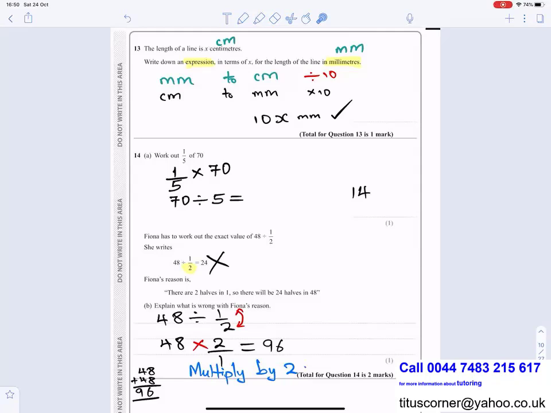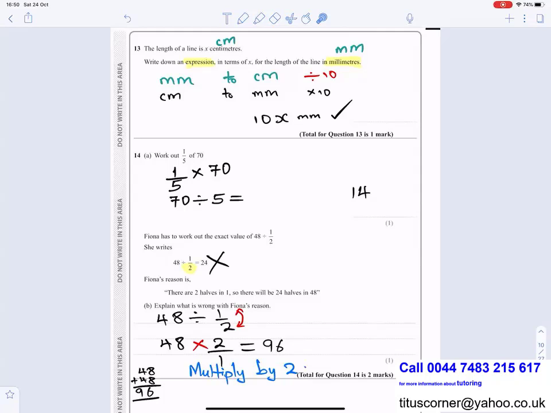Question 14. Work out 1/5 of 70. 1/5 of means times, multiply. So you do 70 divided by 5 times 1. 70 divided by 5 is 14. 14 times 1 is 14.